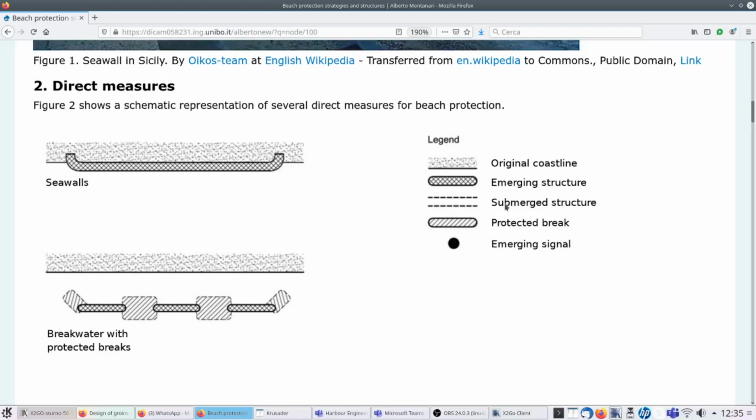And also look at how emerging signals are presented here. The emerging signal is needed sometimes when you place submerged structures, and signals are maybe needed when there is navigation in the interested zone, in order to alert on the presence of the submerged structure, which may be dangerous for boats, even small boats. So the seawall is self-explaining.